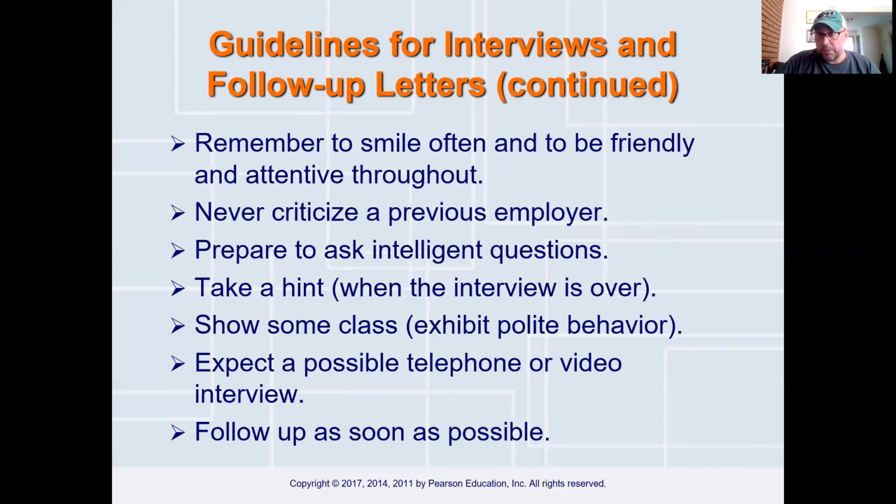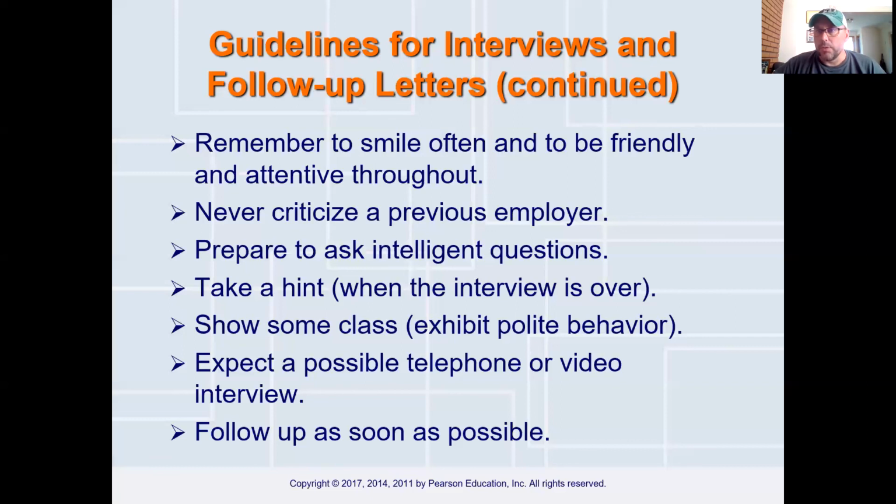Take a hint. When that interview is over, you need to understand when it's over. That can come from, okay, well, I see what we got here. That's your hint. That's when you need to start preparing yourself to close it out. Don't sit there. Don't linger too long. Know when your time is up. Show some class. Exhibit polite behavior, even if something that you thought they said might have seemed particularly rude at a given moment. Be polite, be respectful, walk away, okay?